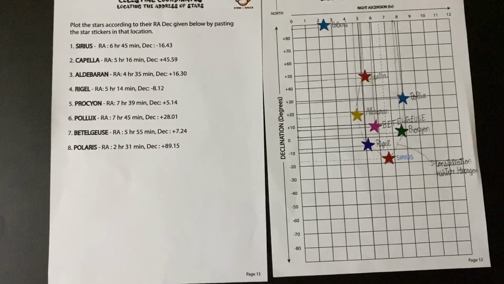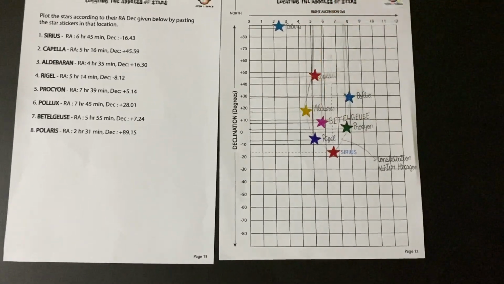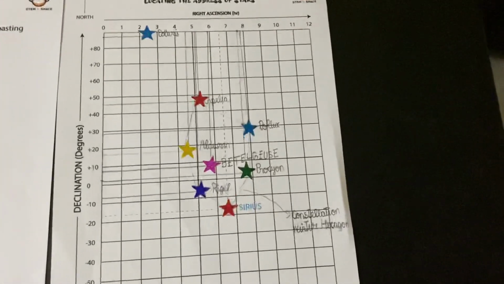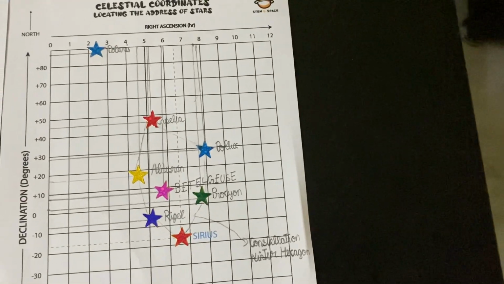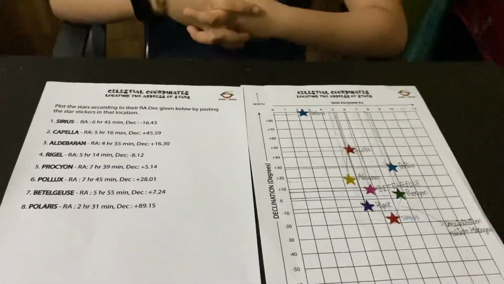Okay, so can you see a pattern? See, this is the pattern. This is actually a constellation called the Winter Hexagon. You can see it only in winter, as you can see. So this was how to map the stars, like declination with RA, right ascension, longitude, latitude, and this is how we map the stars pilots use to go to every place. That's how it works, and this is it for this video.